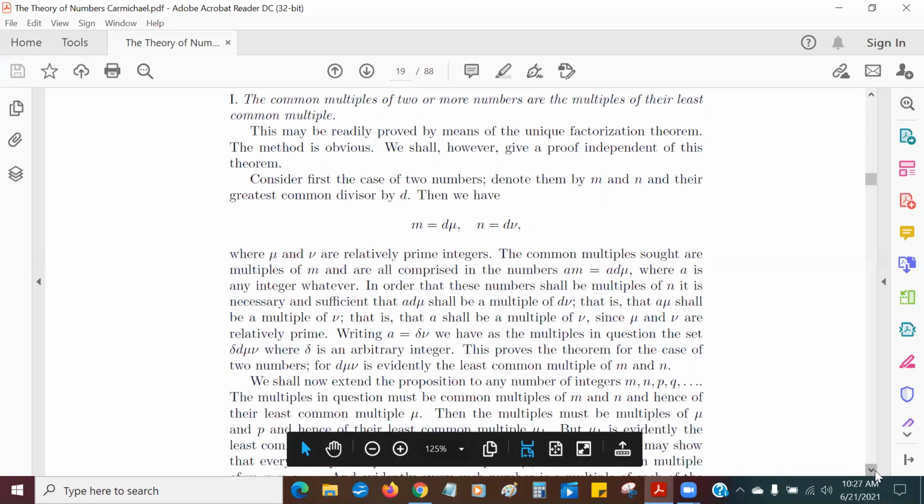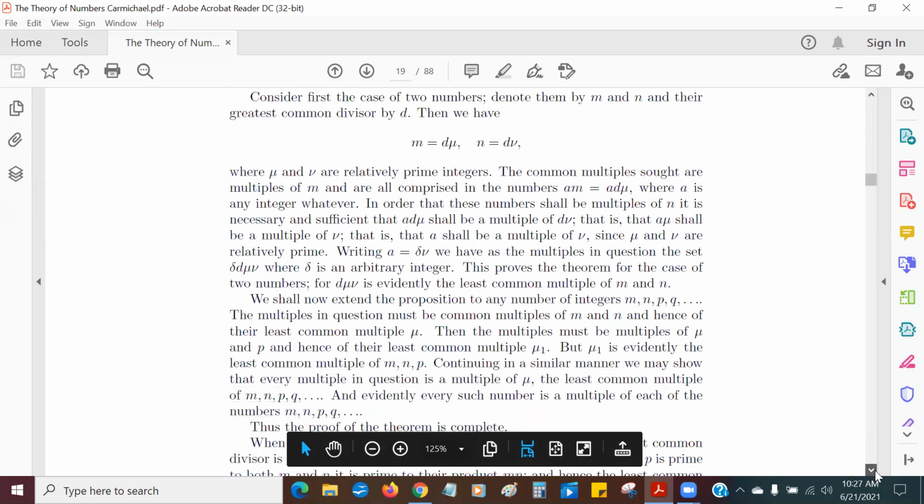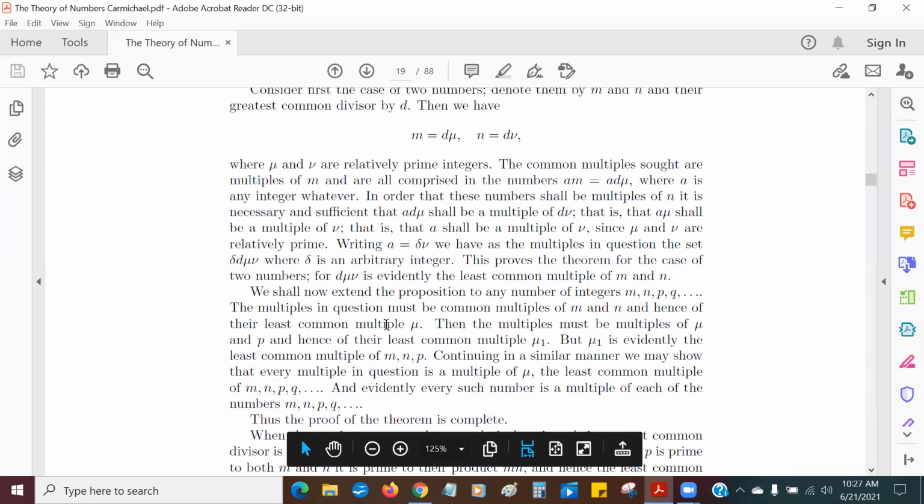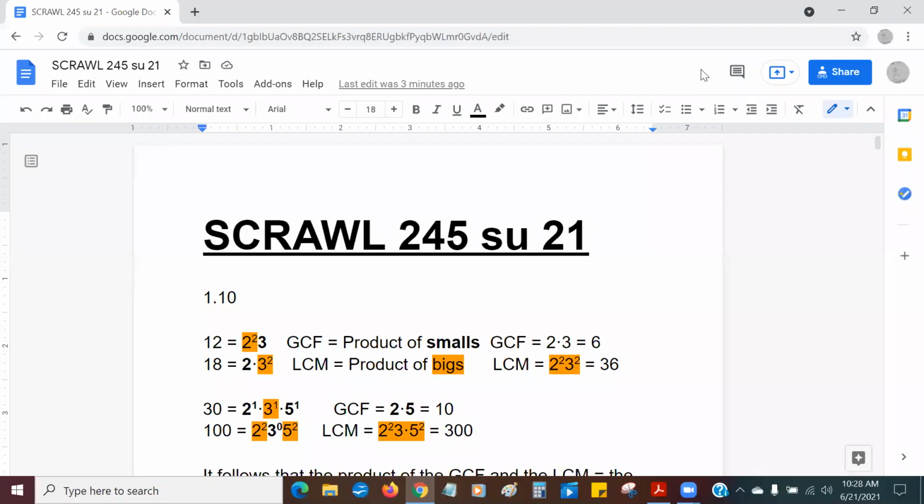Now I want to show you some general information about LCMs and GCFs. And this is really how I teach this to a pre-algebra class. So here I have two numbers, 12 and 18.